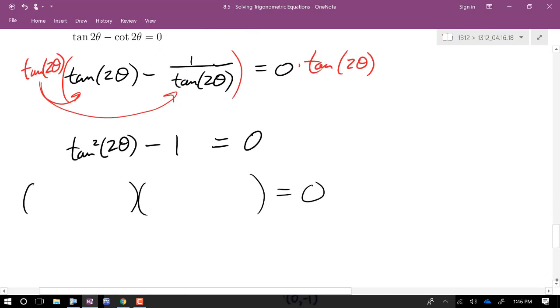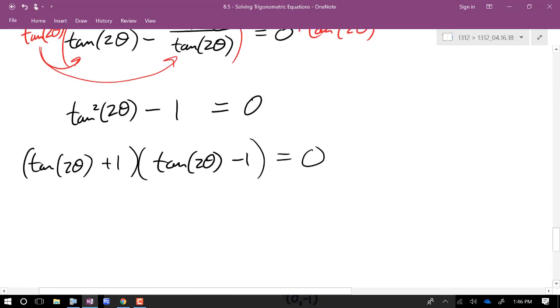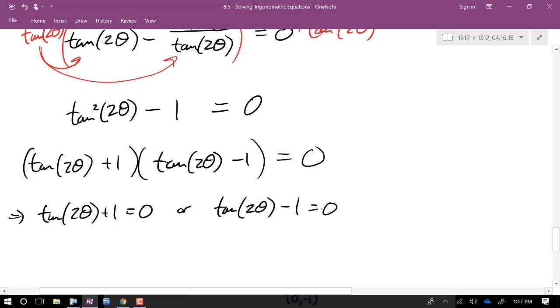So this will look like tan 2 theta plus 1 times tan 2 theta minus 1. And now, again, we have a product that's equal to 0, and then we can just set each factor equal to 0. So this means that tan 2 theta plus 1 equals 0, or tan 2 theta minus 1 equals 0. This means that tangent of 2 theta is either a negative 1 or a positive 1.